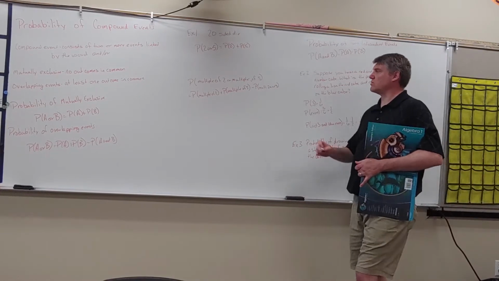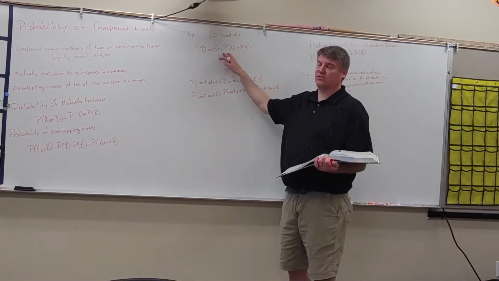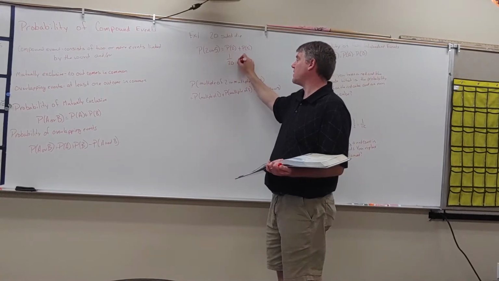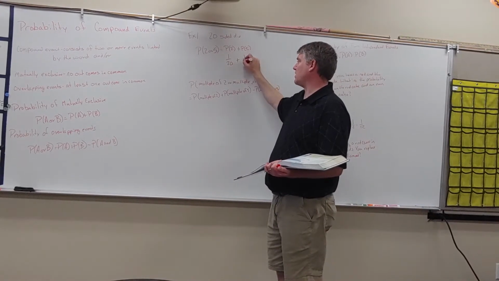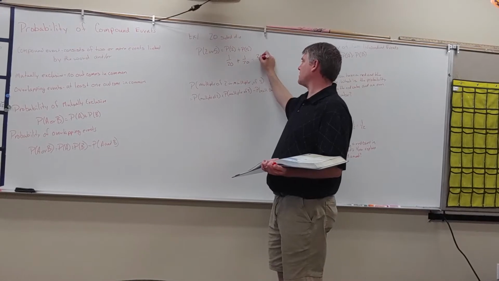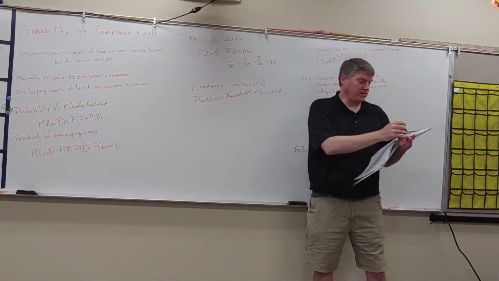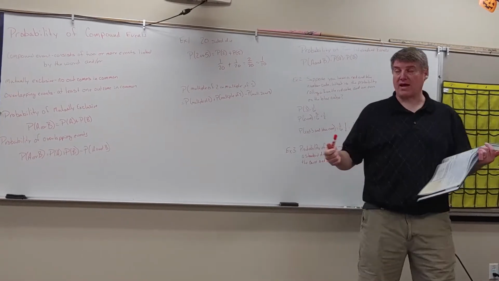And so what we're going to do is we're going to actually have the probability of 2 plus the probability of 5. Well, the probability of 2 is 1 in 20, plus the probability of 5 is 1 in 20. So that gives me 2 out of 20, or 1/10. 1/10 of the time, I'm going to roll a 2 or a 5.